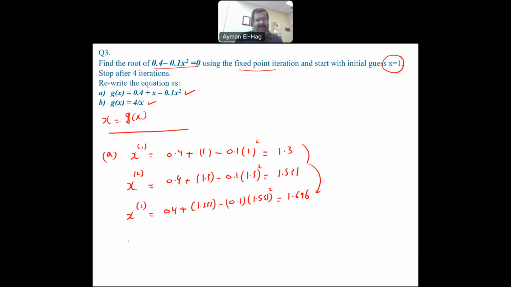So clearly it is converging. Slow convergence, yes, but it is converging. The fourth iteration is equal to 0.4 plus 1.696 minus 0.1 times 1.696 squared, and this gives me 1.8087. So the error keeps on decreasing. Okay, so that is the convergence of using the first g of x.